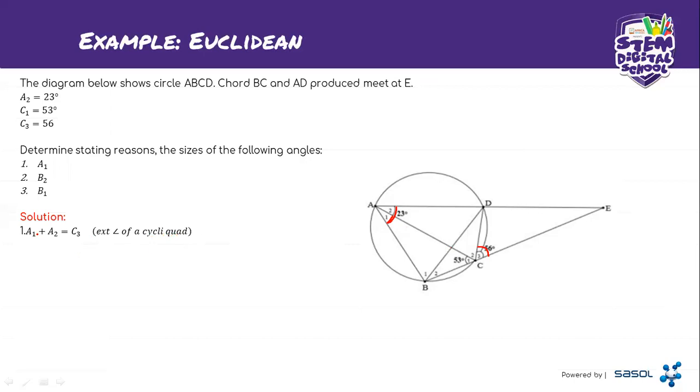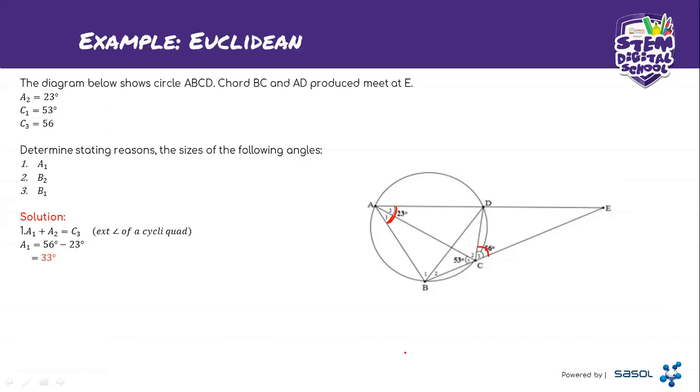Now, because we have angle A2, and we also have angle C3, it's going to be possible for us to calculate this angle A1. Yes, what we did, we just put angle C3, which is 56 degrees, and then we transpose this angle, which is 23 degrees. Then it gives us that angle A1 is 33 degrees.